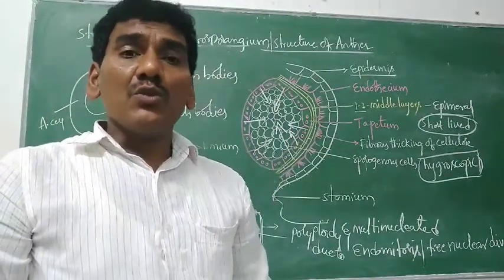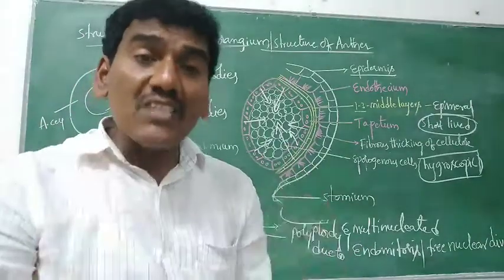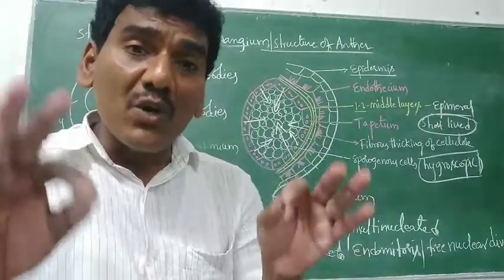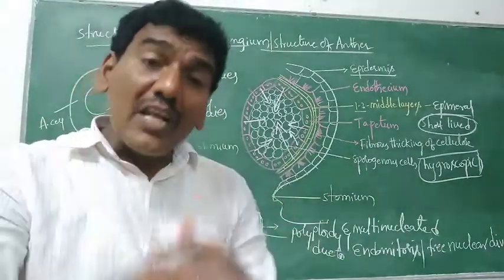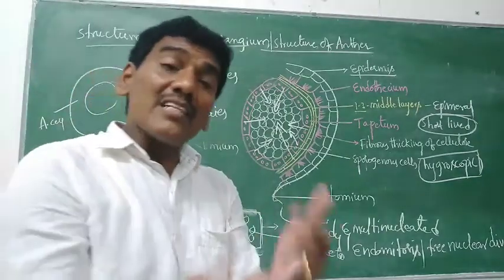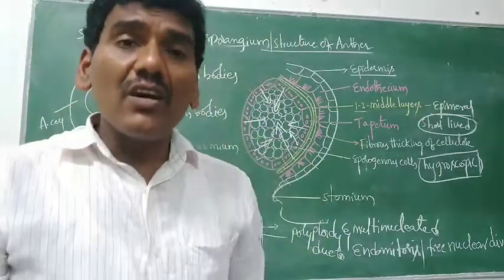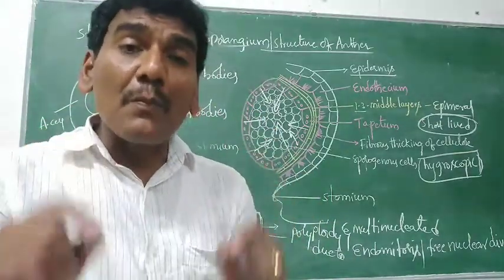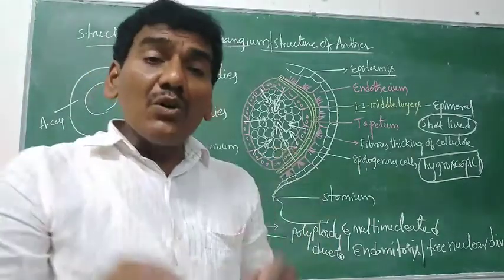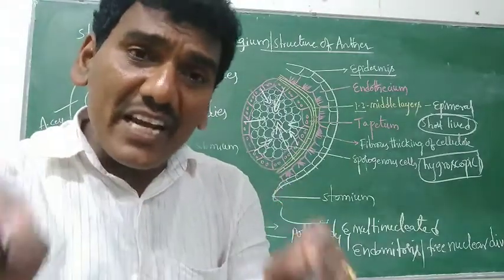At the time of anther maturation, various changes take place in different wall layers of the endothecium. The outer layer of the endothecium cells is thin. The inner side and radial walls of the endothecium cells are thick due to the deposition of fibrous thickenings of cellulose. The endothecium cells act as hygroscopic.